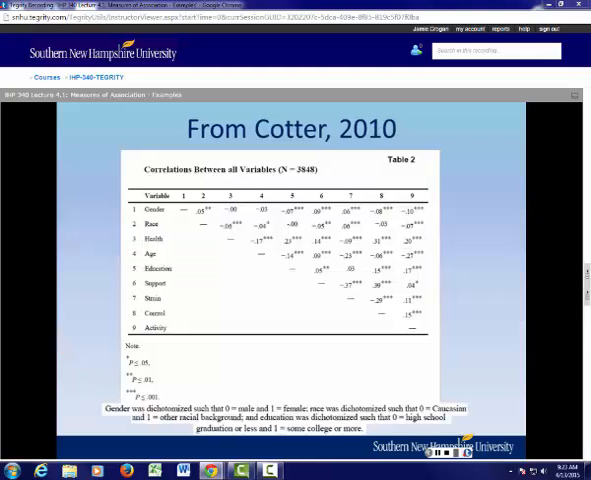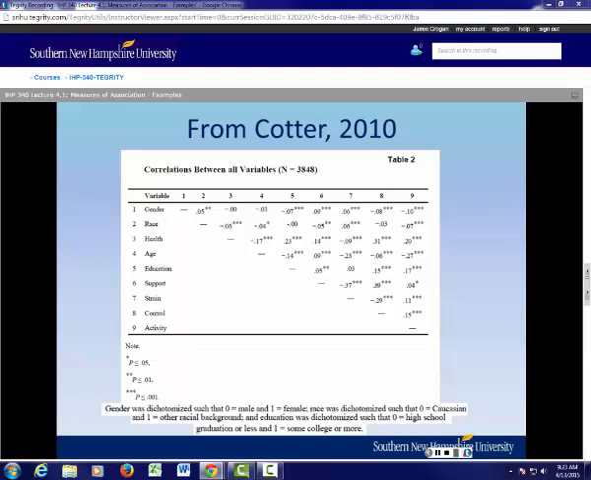Okay, now we're going to get to the 2 articles that you're being quizzed on. So this is Cotter, published in 2010. This is an example of a correlation matrix, and we saw that earlier on one of the practice articles. A correlation matrix is where the variables are listed down the left-hand side and the same variables are listed across the top. And so the first variable is gender, then race, then health, then age, etc.